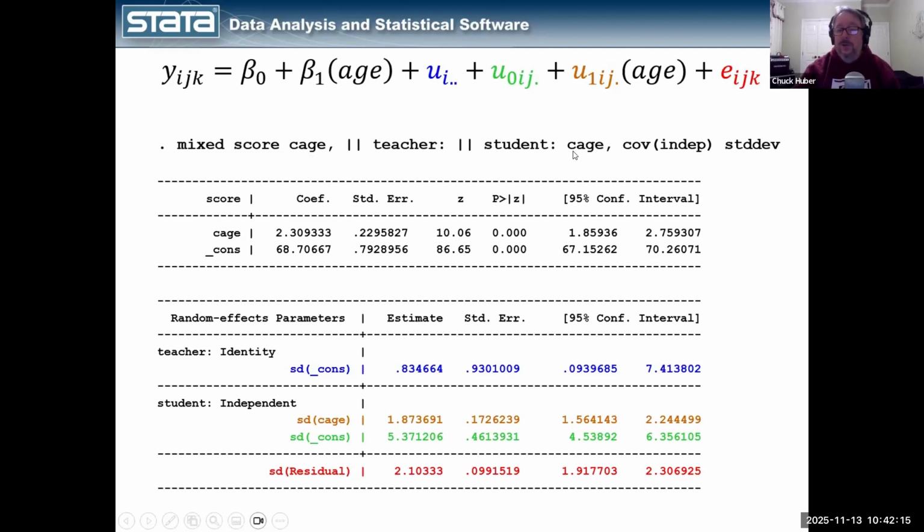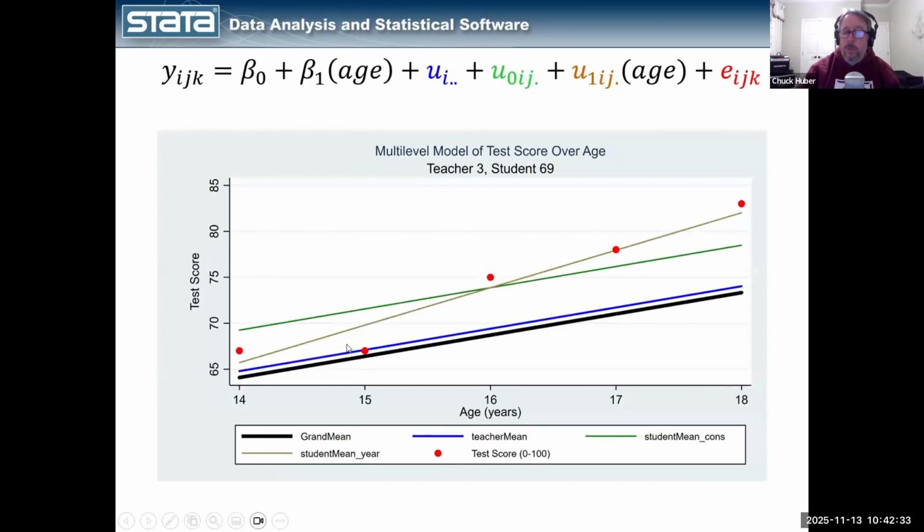And what that's going to do is fit a separate slope, or a separate regression line, for every student in the data set. Okay. And so that's where we get the separate vertical deviation of 5.37 and the slope deviation of 1.87. Okay. And if we were to plot this for student 69, this is the raw data for student 69 and each of the lines.